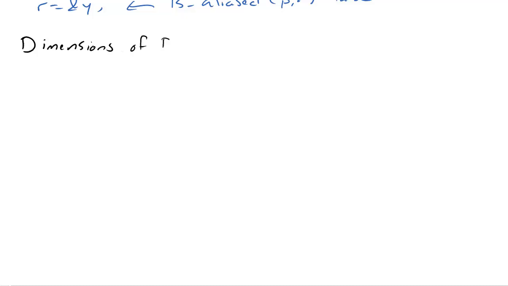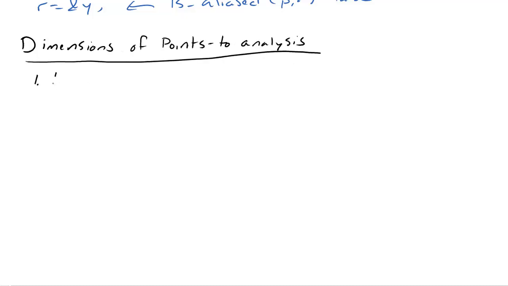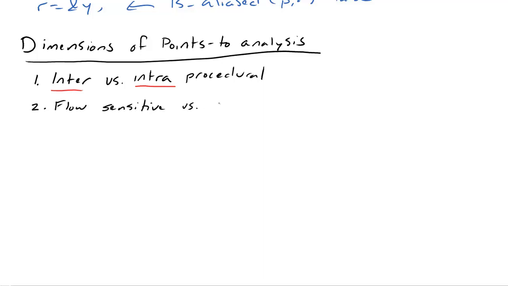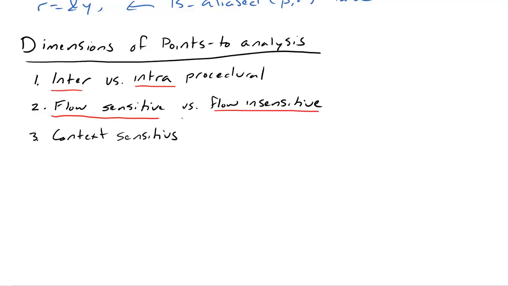There are at least 6 different dimensions to designing a points-to analysis. First, whether the analysis will be inter- or intra-procedural. Intra-procedural means looking at only a single procedure, and inter-procedural means looking at alias relationships and points-to relationships between procedure calls. Second, whether the analysis will be flow-sensitive or flow-insensitive. Flow-sensitive means that we look at the order of statements and take that into consideration, while flow-insensitive means we compute one solution.